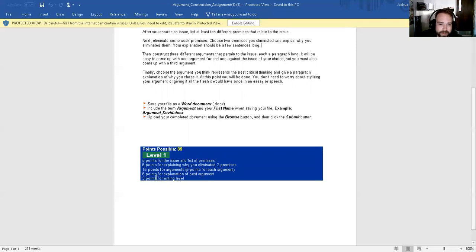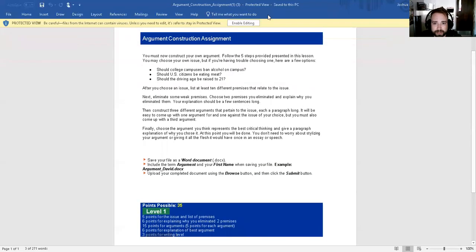And then 6 points for the paragraph explaining your best argument and 3 points overall for your writing level. So that is the actual assignment. Let me switch screens again and we will look at the little sample that I posted. Maybe if it loads.